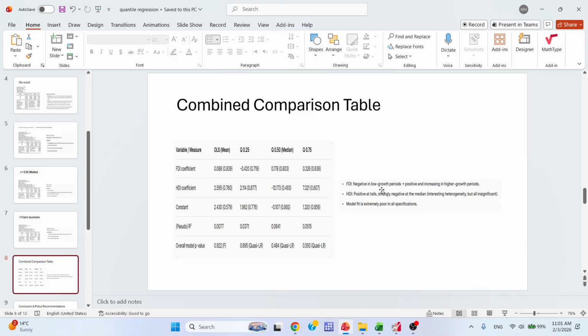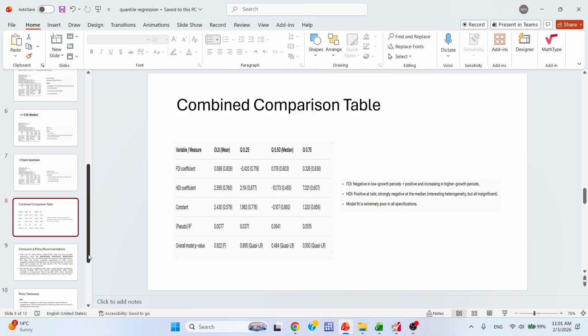So FDI is negative in the low growth period, and positive in increasing and higher growth periods. HDI is positive at the tails and strongly negative at the median, but all insignificant. As we discussed in our previous slides, the probability value in all of these cases is greater than 0.05, indicating that all our variables are insignificant.